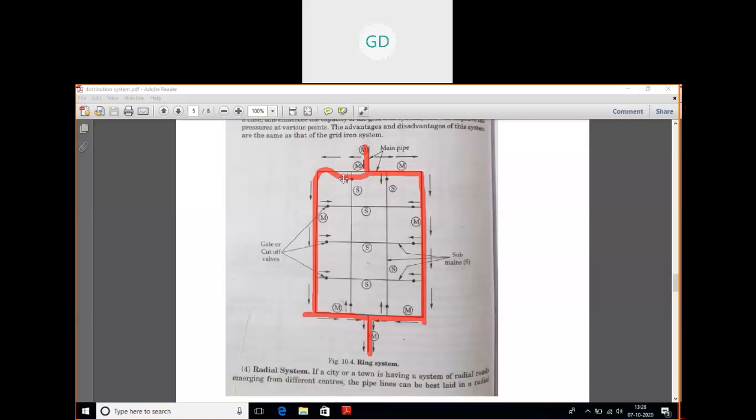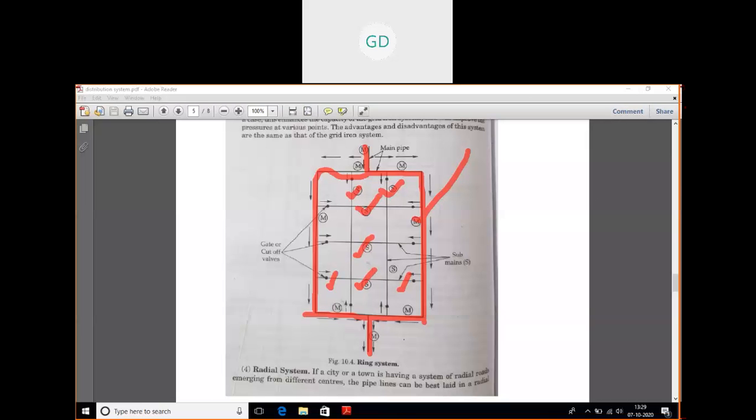So this outer line is your main supply pipe, and these are your submains. Here as written, these are your submains, and these are also your submains. So here basically branches are not there. Everything is submains and your main supply pipe. So that is your ring system.